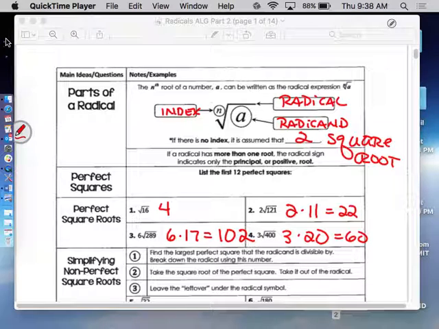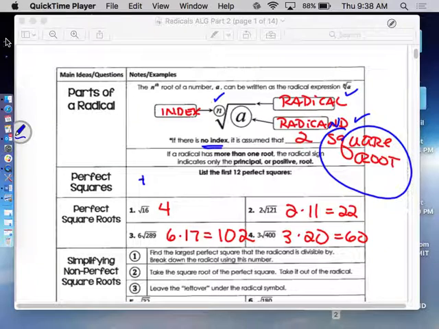This will serve as a recap on basic radical skills and then get into multiplying radicals. So here's your basic setup. N is the index. The symbol itself is called a radical. The number underneath the radical is called the radicand. If no index is given, then you assume that the index is a 2, which means that you're taking the square root. And you're only looking for the principal or positive root whenever you're taking a perfect square.